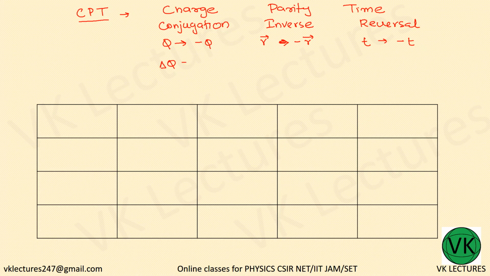Delta Q should be equal to 0 for charge conjugation, and delta R should also be equal to 0. That means there is no change in the reaction when parity changes or when time changes. The equation remains the same, or the reaction remains the same. This is what is meant by charge conjugation. Here also the equation remains the same.